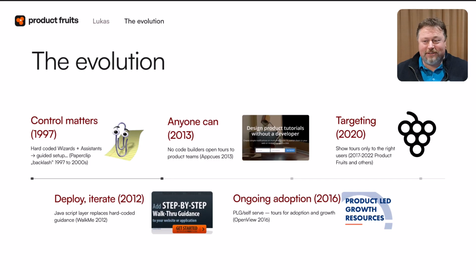And Clippy was not just the first in-app assistant that's remembered, it was also the first in-app assistant that was hated and loathed by users because it was intrusive, it interrupted them, it did all those bad things that your tours shouldn't do. But of course, these first wizards and assistants were a fixed part of the product. You could improve your adoption only when you released a new version of the software.